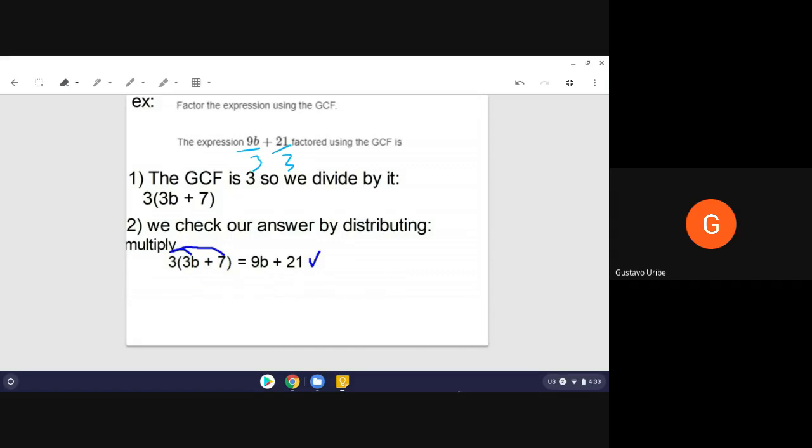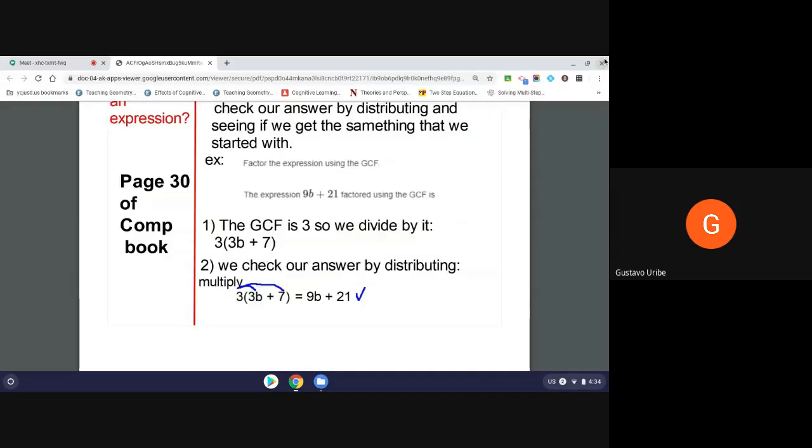When I multiply all this out, these two are positive, so I'm going to get a positive. 3 times 3 is 9 with the b at the end. 3 times 7 is 21. So it does check out to what we started with here, which is 9b plus 21. These two are the exact same thing. That is a way for us to check our answer to make sure that we got it correct. Or if you get it wrong, then by checking it here, you can get an idea of what you did incorrectly.